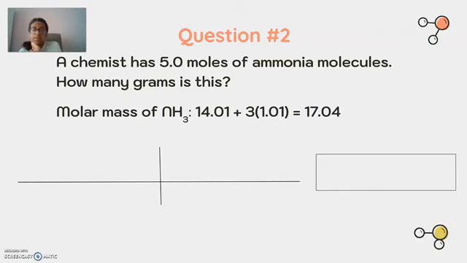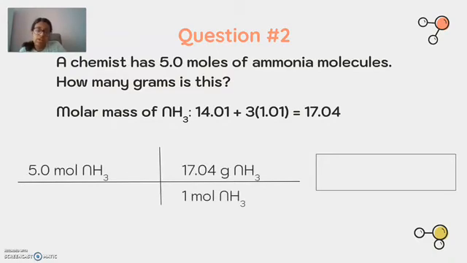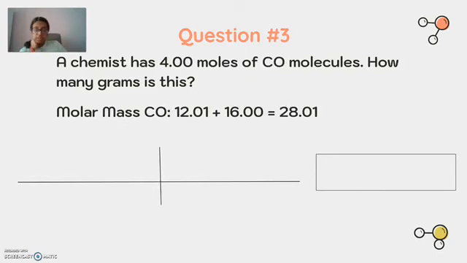Next question. A chemist has 5.0 moles of ammonia molecules. How many grams is this? So first we're going to be finding the molar mass, and we get that to be 17.04 grams per mole. And then we put the given on the left, and then 1 mole is equal to 17.04 grams. Units cancel, and we're left with 85 grams of ammonia. Next question.